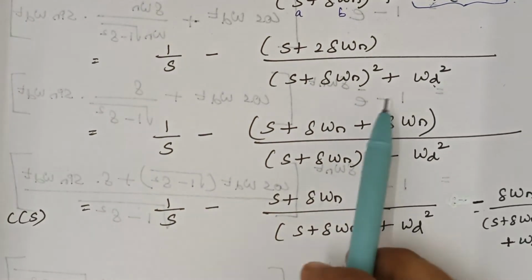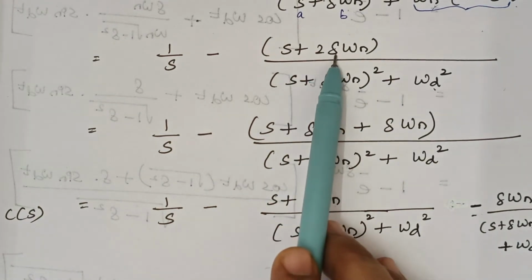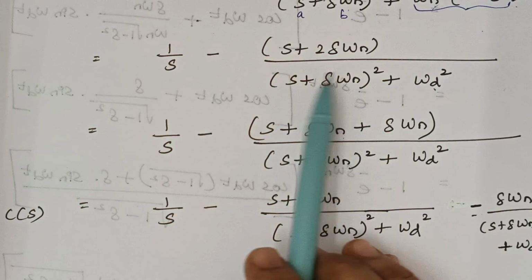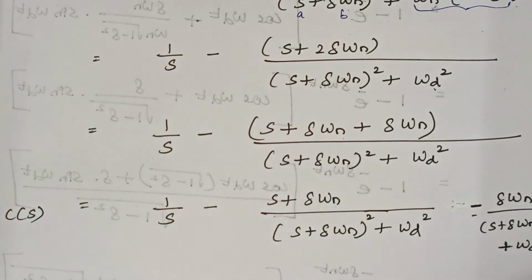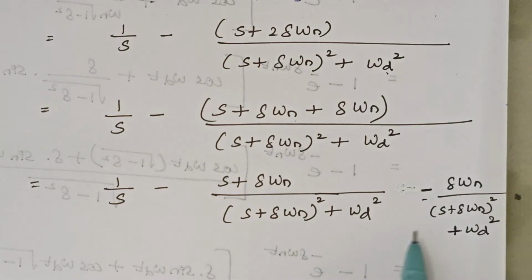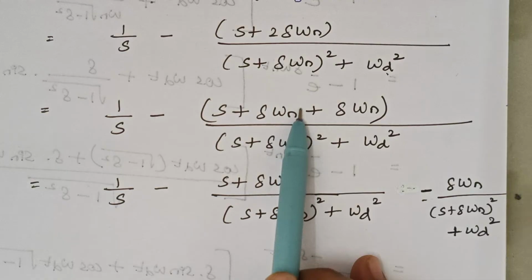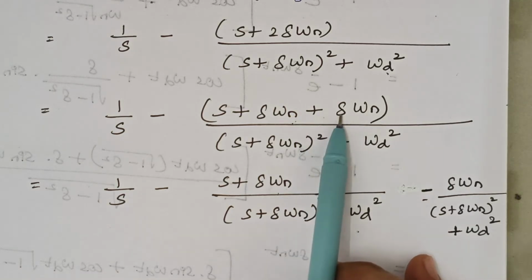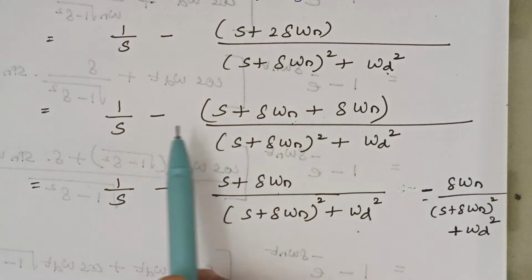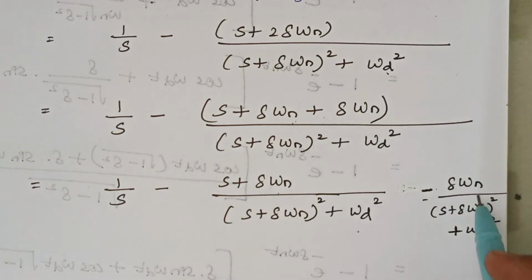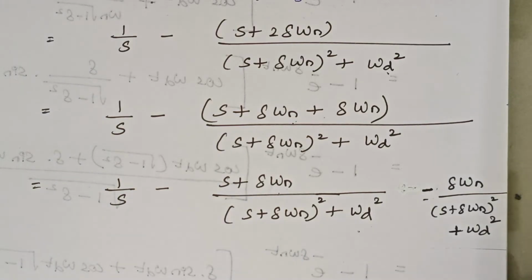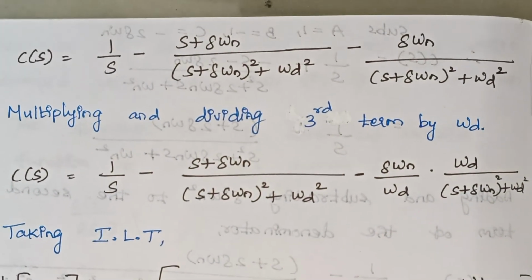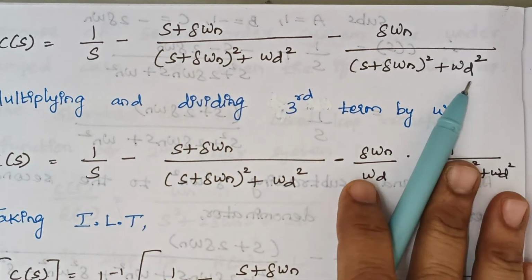And here again now I am splitting the numerator part, that is, plus 2 zeta omega n can be written as plus zeta omega n and plus zeta omega n, right? Here 2 is written as 1 plus 1. And the next thing is I am splitting the denominator term and writing. So here you see s plus zeta omega n is taken as one term divided by this denominator term as such, and again here this zeta omega n is taken separately. So here minus into plus becomes minus. So minus zeta omega n divided by this denominator term, right? So this is our respective expression here.